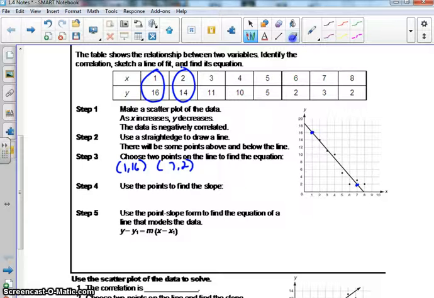You're then going to use those points to find the slope. That's what we've been doing in DMR. So you're going to do the change in the y's over the change in the x's. So it's going to be 2 minus 16 over 7 minus 1, which is -14 over 6. If you reduce that, you get -7/3.